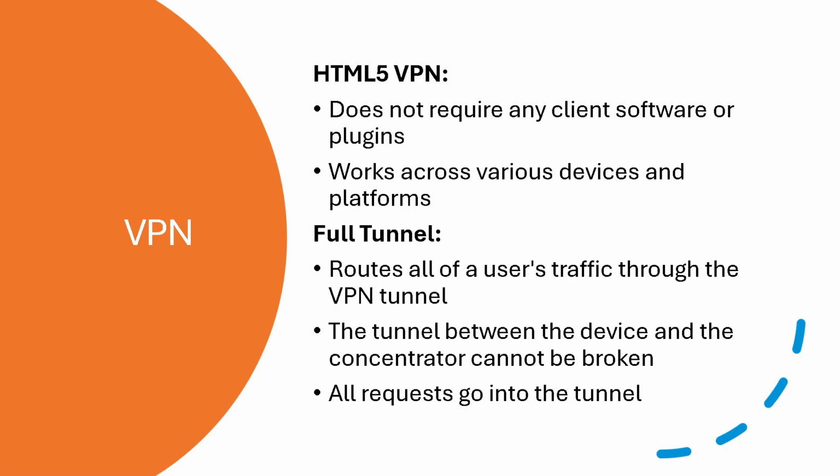Full tunnel. Full tunnel VPNs route all of a user's traffic through a VPN tunnel regardless of the destination. The tunnel can never be broken and all requests and data have to go through the tunnel, which is why full tunnels are preferred for high security environments where all traffic needs to be monitored.